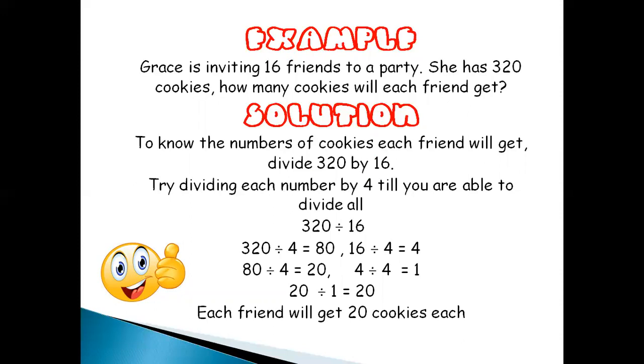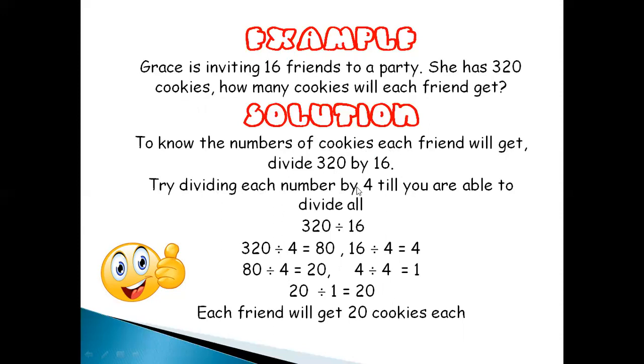Another example says Grace is inviting 16 friends to a party. She has 320 cookies. How many cookies will each friend get? Okay, so to know the number of cookies that each of our friend will get, all we need to do is to divide 320 by 16. So when you have a bigger number like this, let me show you a quick way of doing something like this. Because if you want to use your long division, it might be a bit difficult. So let's look at a shorter way or a simpler means of dividing 320 by 16.